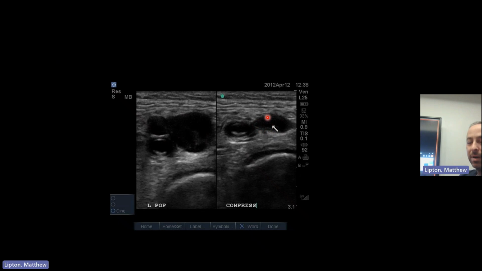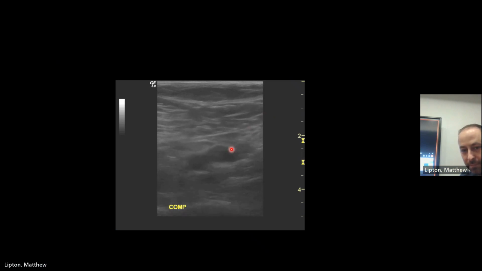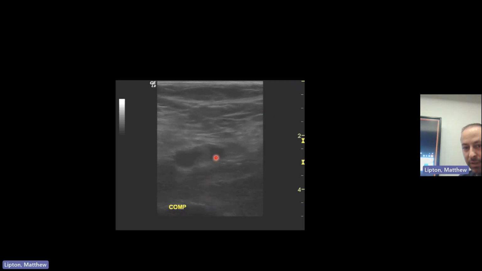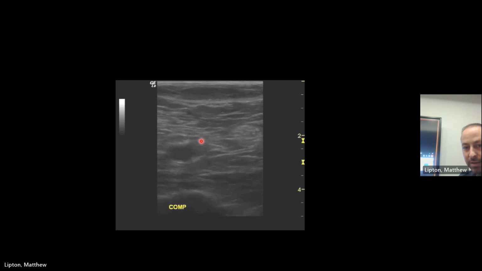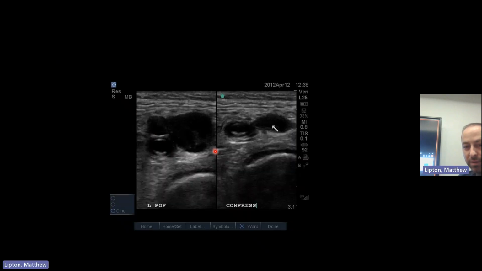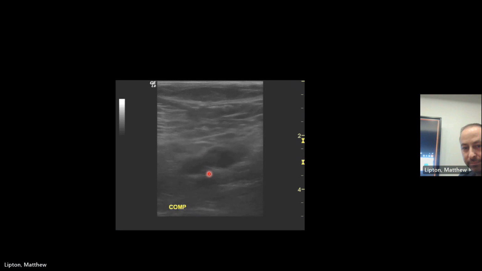There's no clinical difference for us between an occlusive and non-occlusive DVT. This one's a little bit harder to see, but you can see there's an echogenic structure right here that doesn't allow complete compression of the vein.